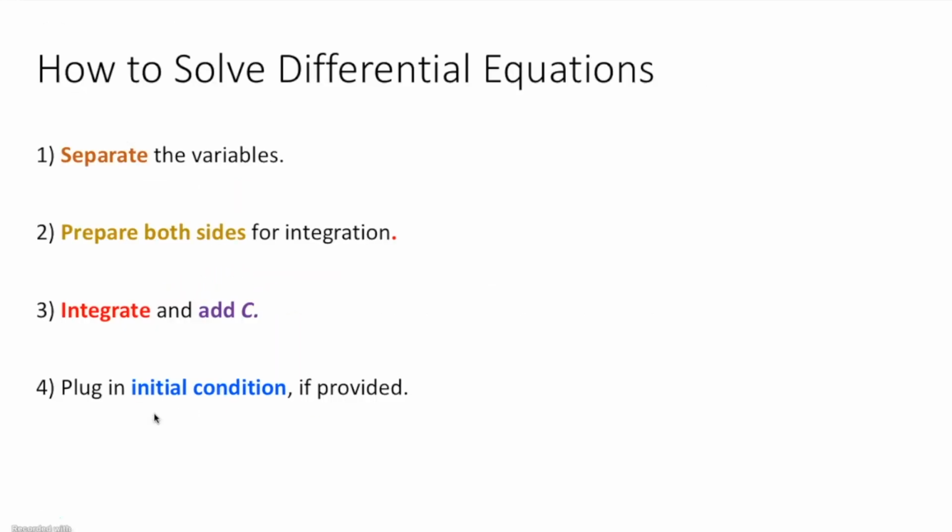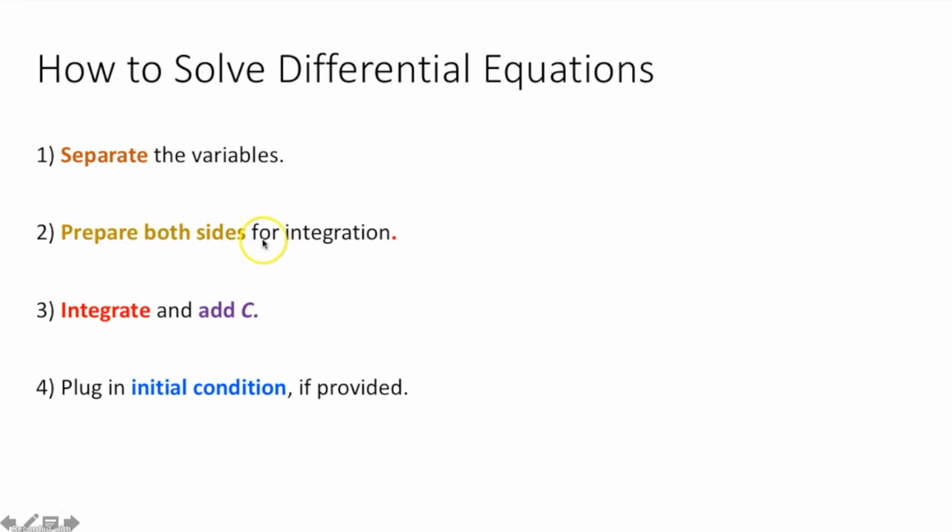Next, we're going to talk about how to solve differential equations. So the first thing you want to do is separate the variables. You want to get all the x's on one side, all the y's on the other side. Get all the t's on one side, get all the q's on the other side. Once you do that, you can then prepare both sides for integration. That means you want to separate the function that you are integrating based on the number of terms, so you can give each term its own integral.